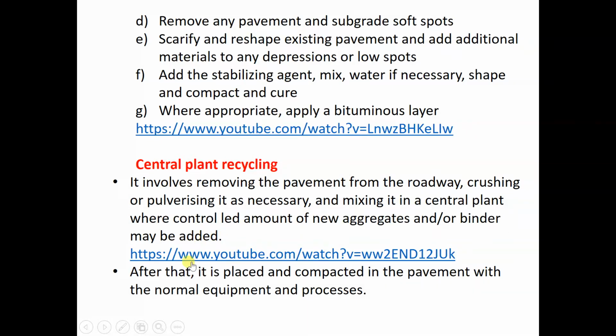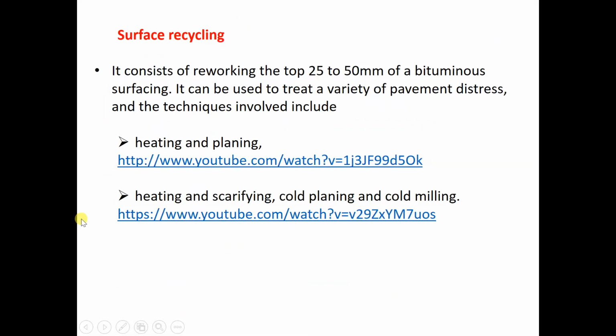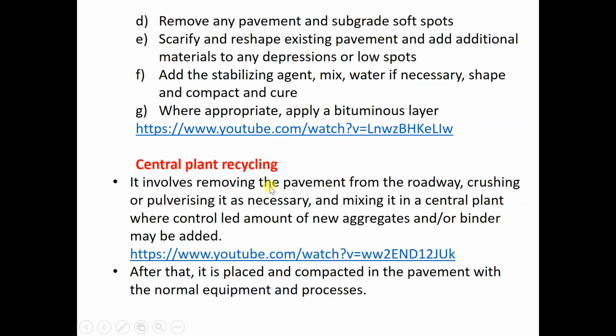Okay. The next one, you're going to look at the central plant recycling. It involves removing the pavement from the roadway, crushing or pulverizing it as necessary, and mixing it in the central plant, where a controlled amount of new aggregates and binder may be added. So this one is quite similar to the core planning. What is this core planning? They can remove the material from somewhere else and put a new layer, or could use a recycled material.